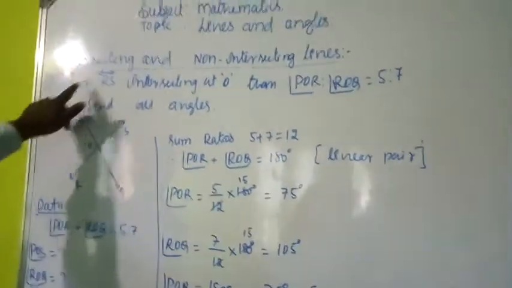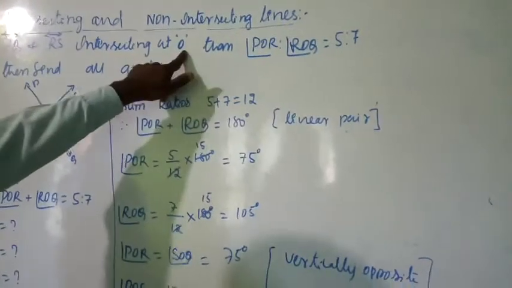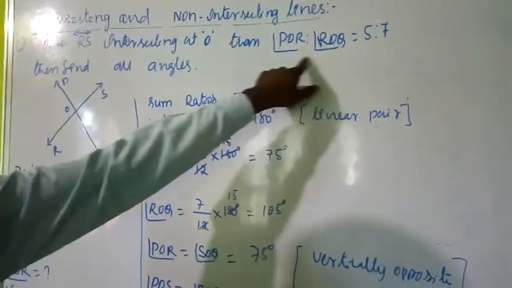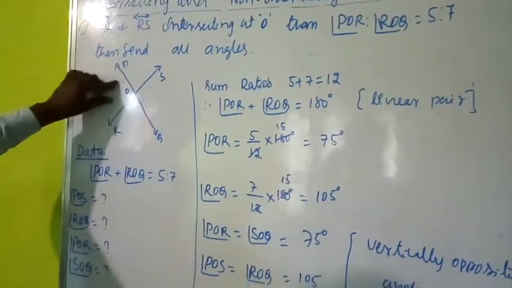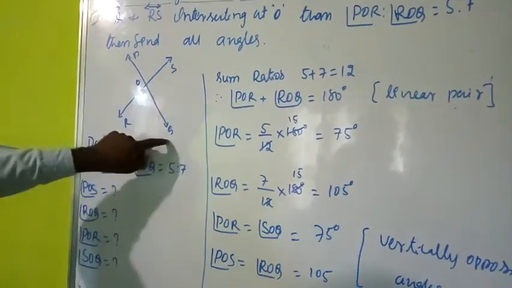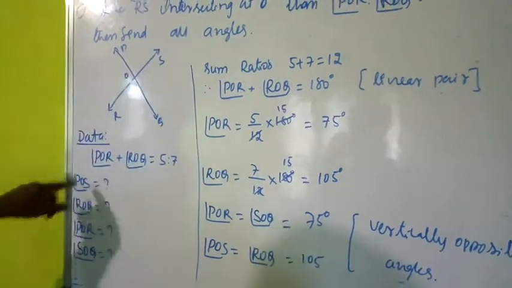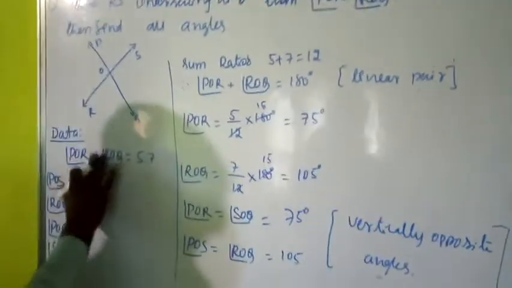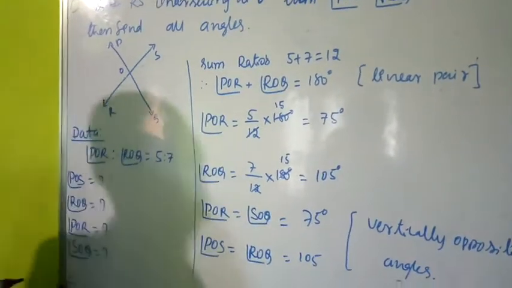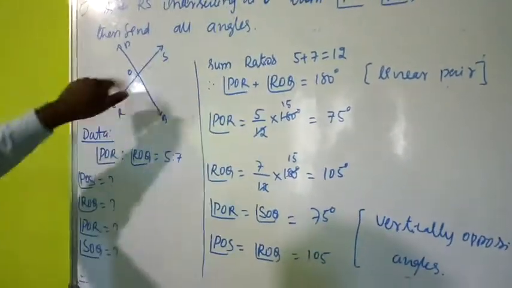So here PQ and RS are the intersecting lines at O. Then the ratio of the angles is given, that is 5:7. Then find all the angles. So for that we can draw a diagram, PQ and RS. This is given here. The ratio of the angles is equal to 5:7. Then find all the angles here.